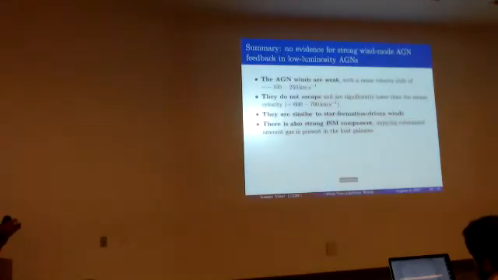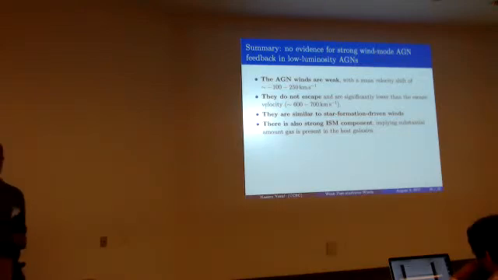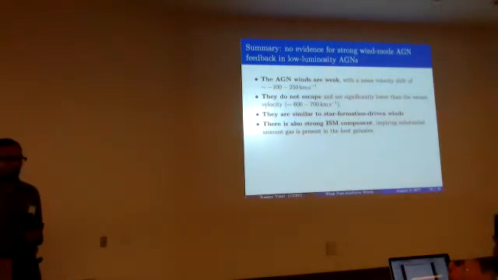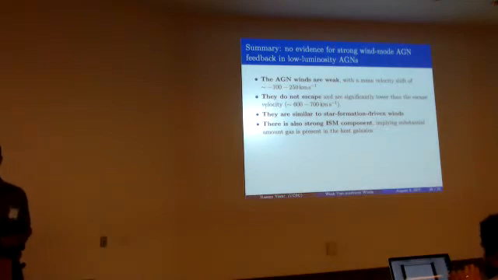I'll skip this. Here are my conclusions. So my first conclusions are the AGN winds are weak, and they are also too weak to escape. And we see similar winds in AGN and in star forming galaxies. And we find that there is a strong ISM component, implying that there is still a substantial amount of gas in the galaxies. Questions?